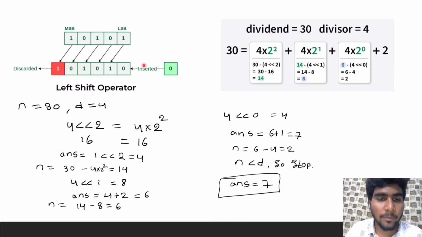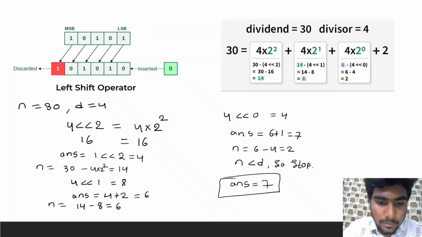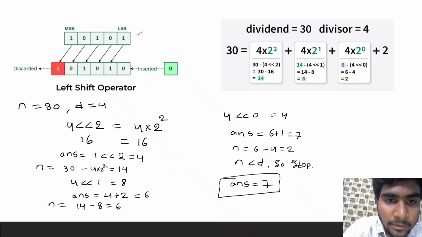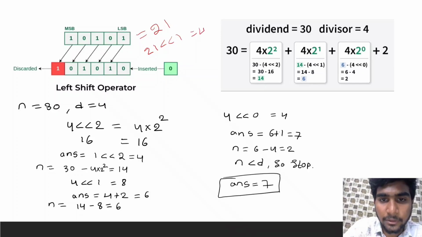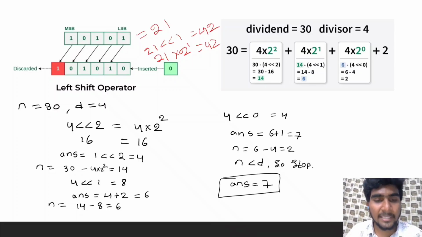This is the left shift operator and the value is equal to 21. If we left shift 21 by one time, then we will get 42. It is just similar to 21 into 2 power 1, that is equal to 42. This is the main idea we used in our code.